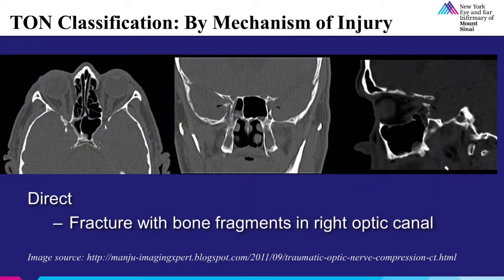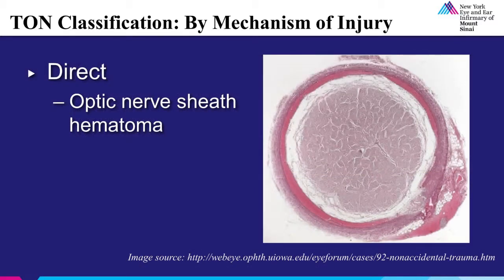Here are examples of direct traumatic optic neuropathy associated with fracture of the optic canal with bony fragments impinging on the optic nerve. In this axial view, we can see that there is disruption of the canal, also visible on the coronal and sagittal views as well. As mentioned earlier, another mechanism of direct traumatic optic neuropathy would be an intrasheath hematoma. This is a histopathologic view of an optic nerve in cross-section in which there is blood visible within the dural sheath circumferentially surrounding the optic nerve.